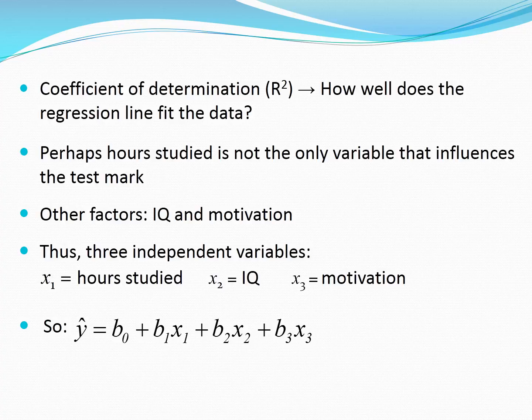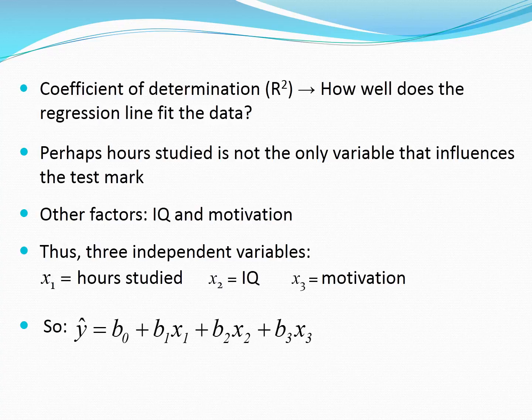But perhaps the hours studied is not the only variable or factor that influenced the test mark, which we indicated by Y. For example, other factors or variables that can also influence the test mark are the IQ of the student and the motivation of the student. So we can define 3 independent variables now. X1 represents the hours studied, X2 represents IQ, and X3 represents motivation.